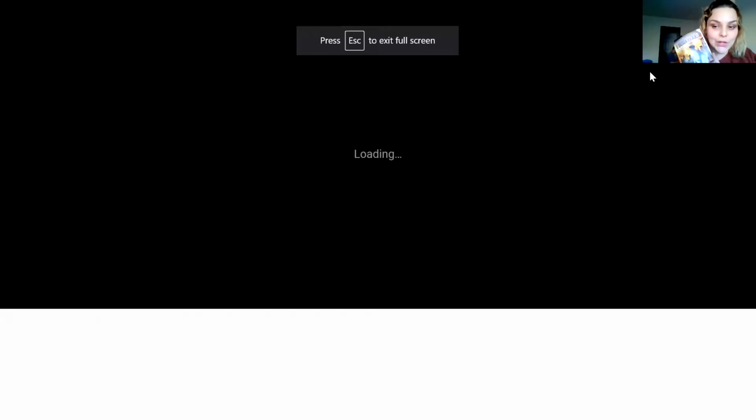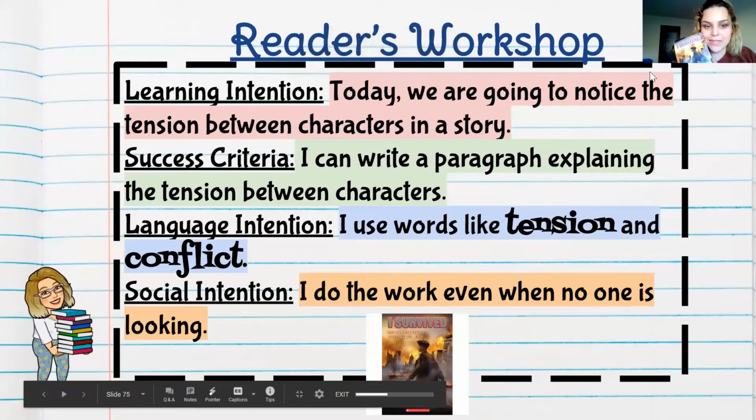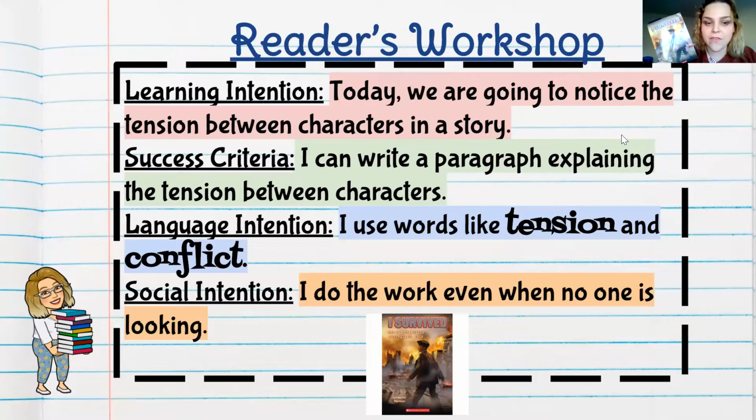And here we go. So our learning intention for today is, today we're going to notice the tension between characters in a story. Our success criteria, like how do I know I'm successful in doing this, is that I can write a paragraph explaining the tension between characters. Language intention, I use words like, I say, you say, tension, and conflict. And our social intention is I do the work even when no one is looking.